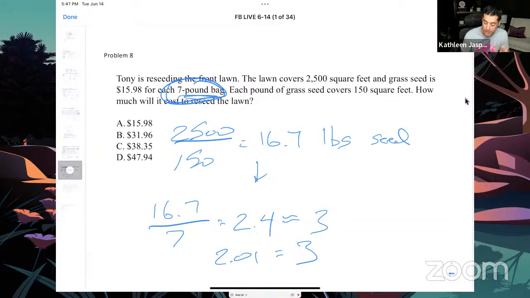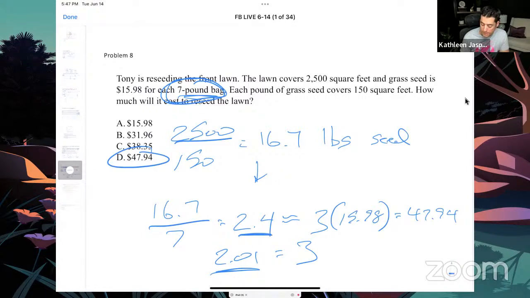Now, I know this is on the dramatic level because you're never going to get it at 0.01. You think to yourself, oh, how big of a deal is 0.01? That's not it. It's the principle of the fact that this problem wants to know, do you know how to round up? Because this is 7-pound bags and 7-pound bags only. So that would be 3. Now you would do 3 times 1598, and you would end up with 4794. D is your correct answer.